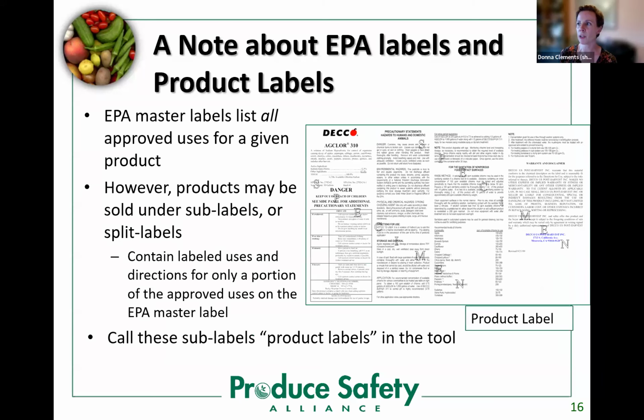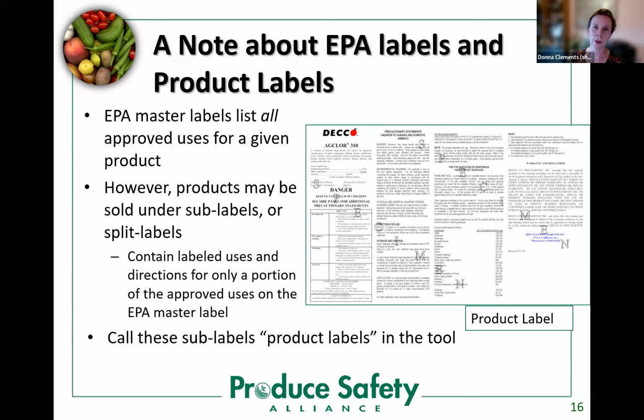And I want to compare that to the product label. So this now on the right-hand side is the product label for AgChlor 310, that same sanitizer product. The idea here is that products might be sold under sub-labels or split labels. That's what we're calling product labels in the tool. And what these do is they contain only a section of those labeled uses, so the directions for only a portion of the approved uses on the EPA master label.